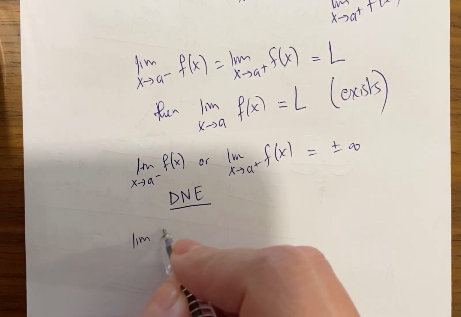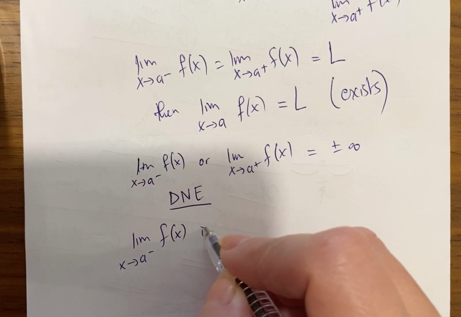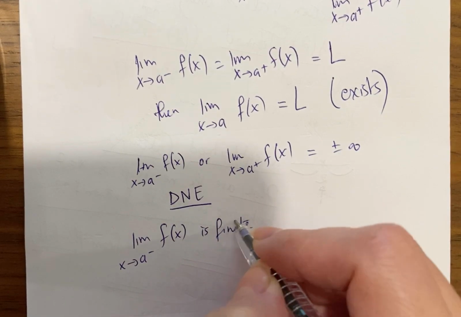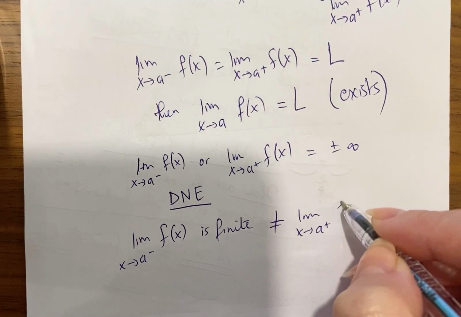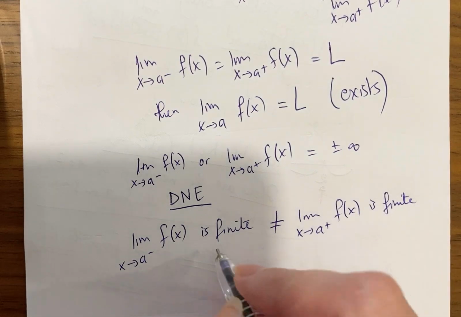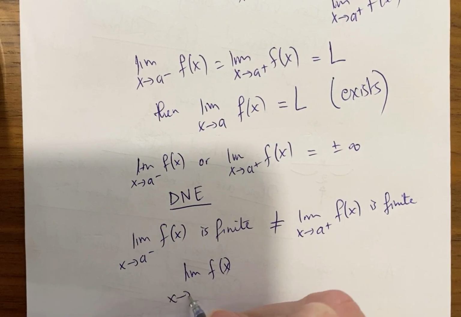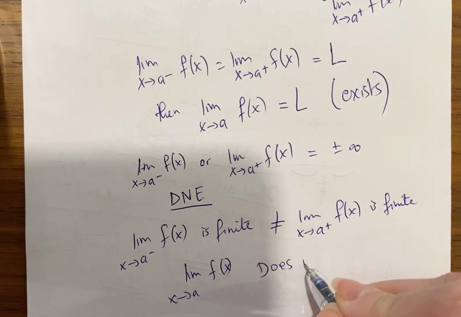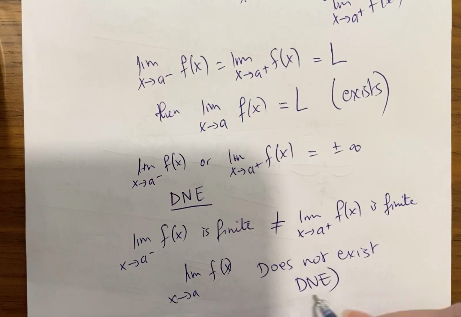If the limit of f of x as x approaches a minus is finite, it's not infinite, but it's not equal to the limit as x approaches a plus, which is also a finite number, but both of them are finite and they are not equal to each other, we say the limit as x approaches a in general does not exist, and it is written as DNE.